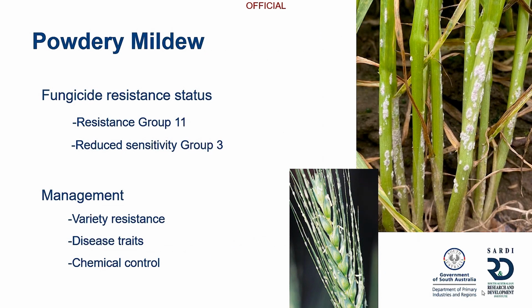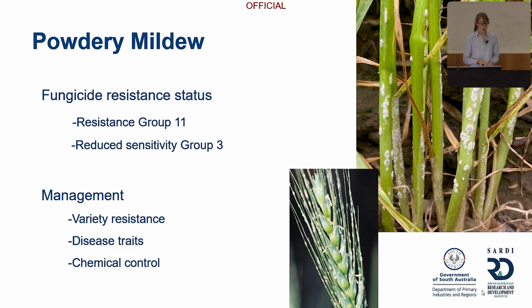So I'll now move on to powdery mildew. This is another big disease in South Australia and has certainly been growing in importance over the last few years. And unfortunately, we do have resistance and reduced sensitivity in South Australia, and we'll touch as well on some of the management strategies that we have available to us. This is one of the pathogens that we're starting to really struggle with control, and is highlighting how severe fungicide resistance can be on our farming system and what kind of impact it can have.